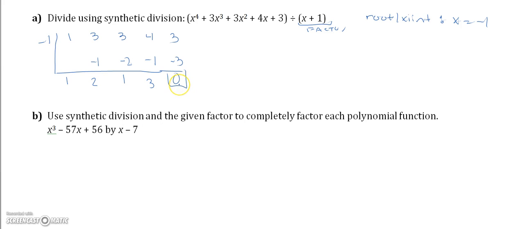Since I have a remainder of 0, we would say that x plus 1 is a factor of our x to the 4th plus 3x cubed plus 3x squared plus 4x plus 3.